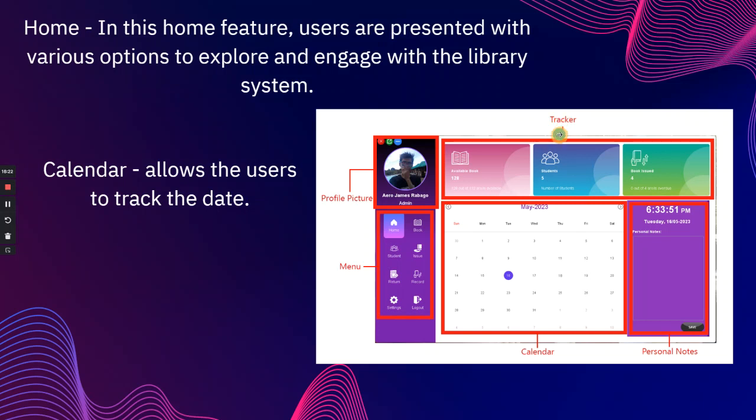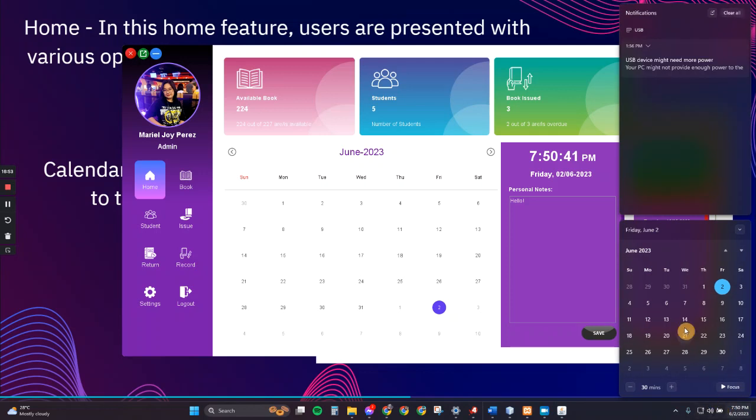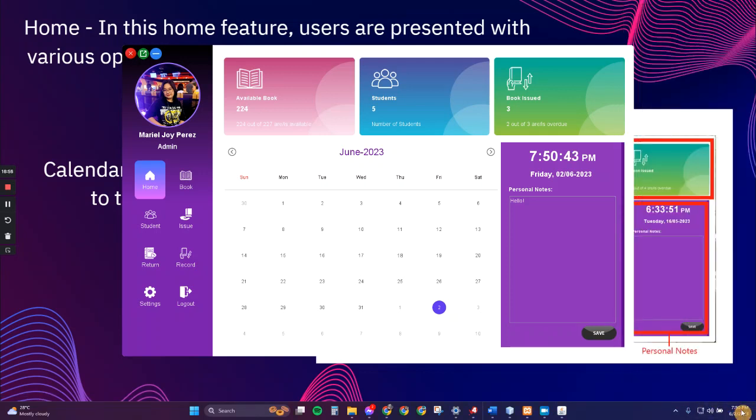Next, we have the calendar. It allows the users to track the date. We have a date here. Today is Friday, June 2. And of course, we have the date and time. It's the actual date and time. It's 7:50 p.m., and you can see it here.